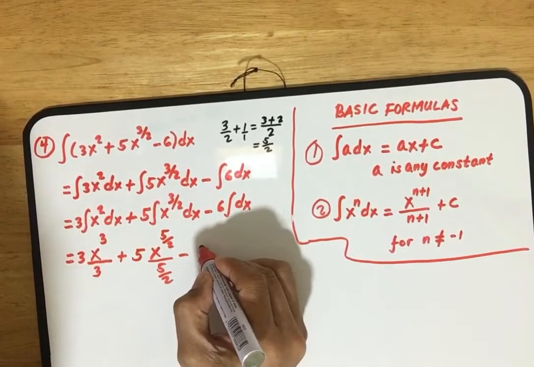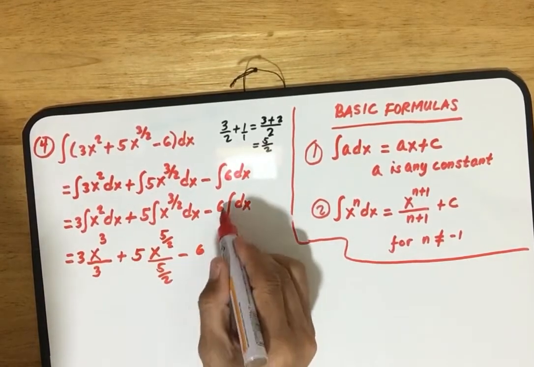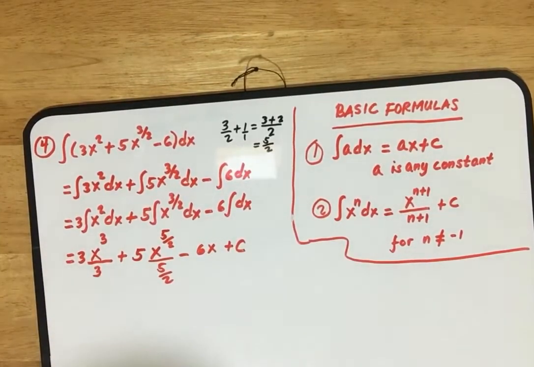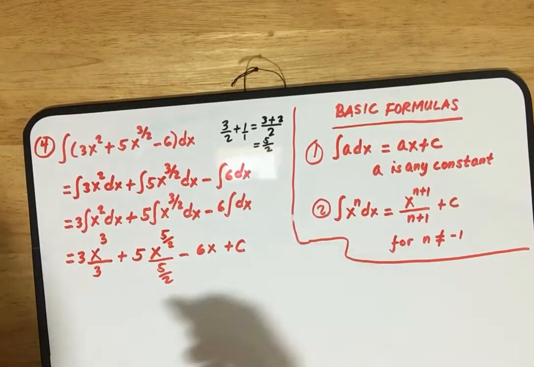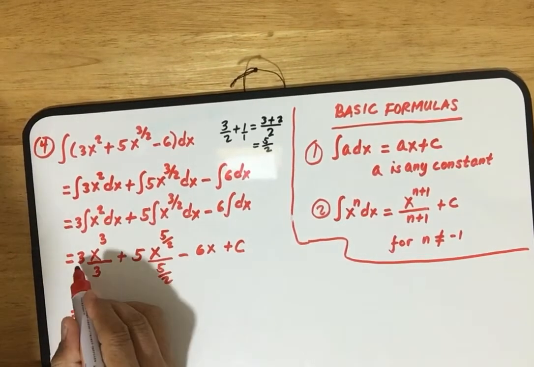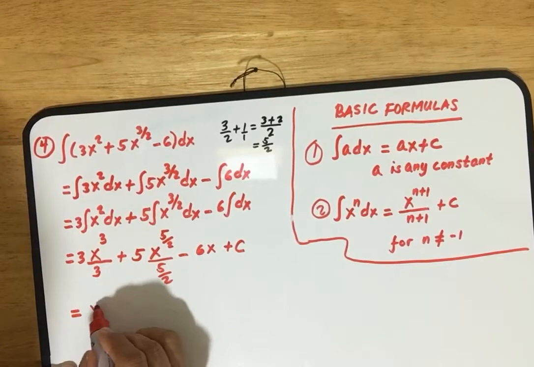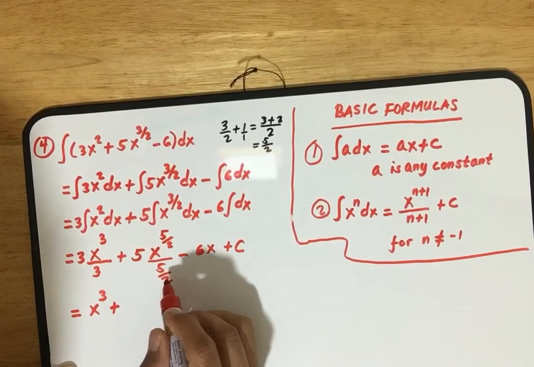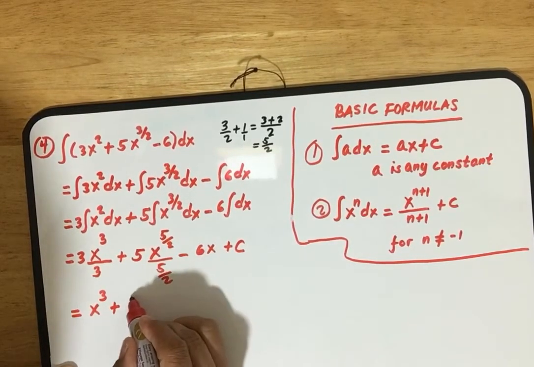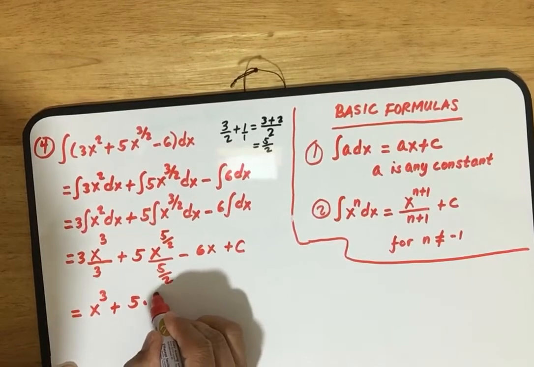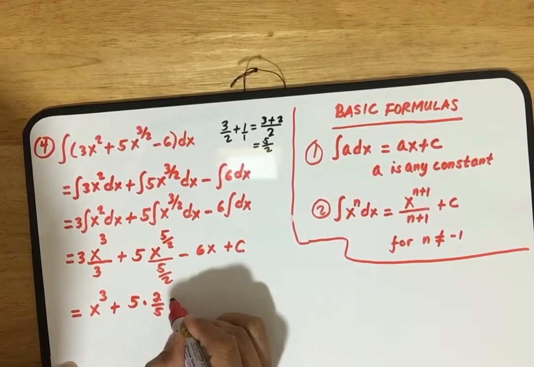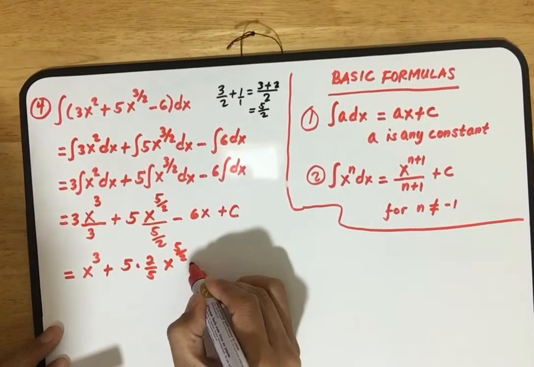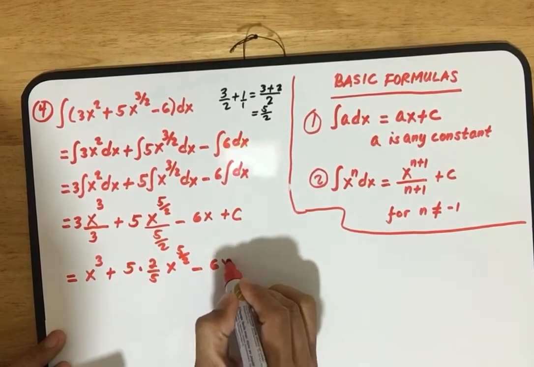Then minus, the integral of dx is x, so times 6, so 6x, then plus the constant of integration c. So we have 3 divided by 3 equal to 1, so the first term is only x cubed, then plus, invert the divisor. So when you invert the divisor, this becomes 5, times 2 divided by 5, proceed to multiplication. You have x to the power 5 halves, then minus 6x plus c.